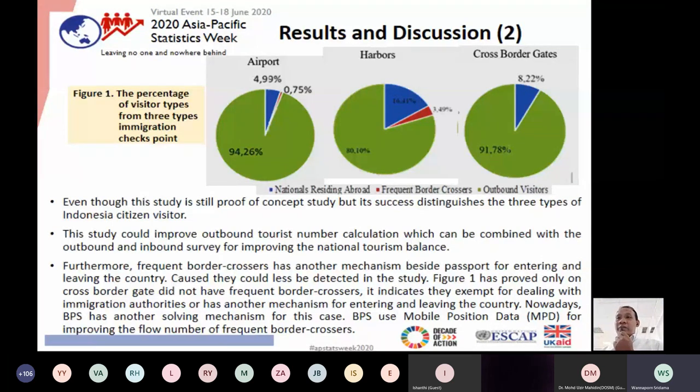Furthermore, the frequent border crosser or mover is another mechanism besides possible entering and leaving the country, because they could less be detected. You can see from the figure one has improved only on cross border gate, did not have frequent border crosser. It indicates the need for dealing with the immigration policy or having another mechanism for entering and leaving the country. Nowadays, PPS is another software mechanism. For this case, PPS uses MPD or mobile person data for improving the flow number of frequent border crossers.